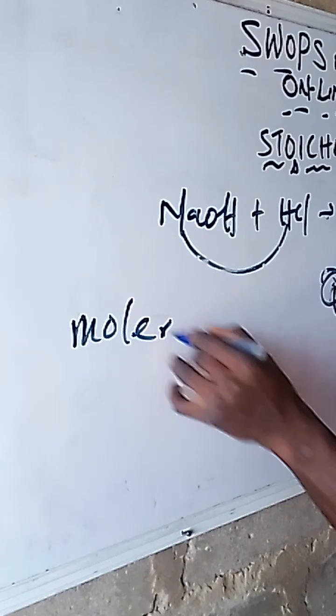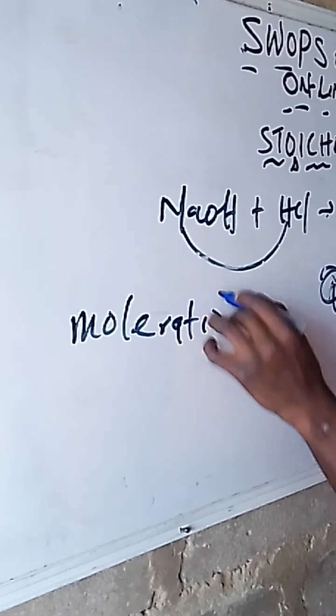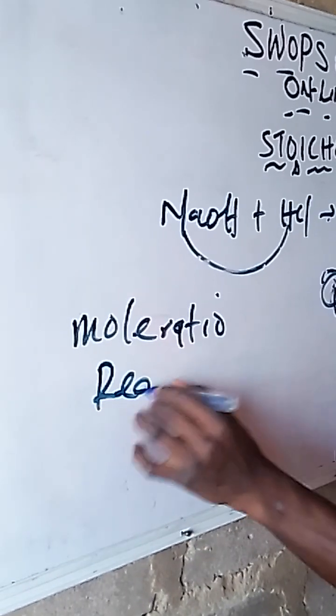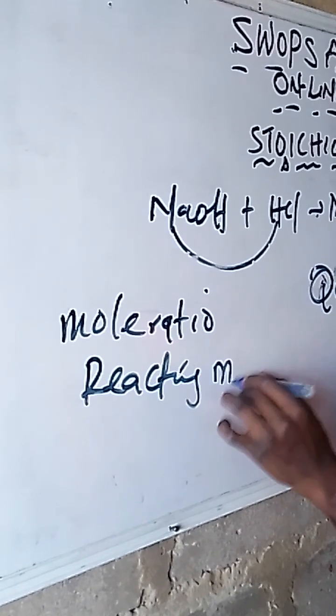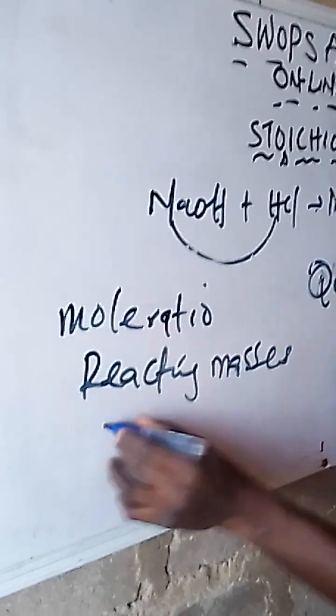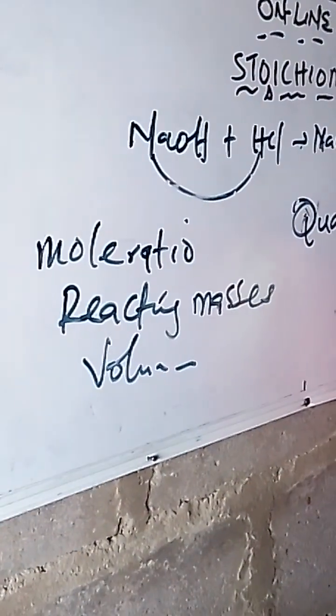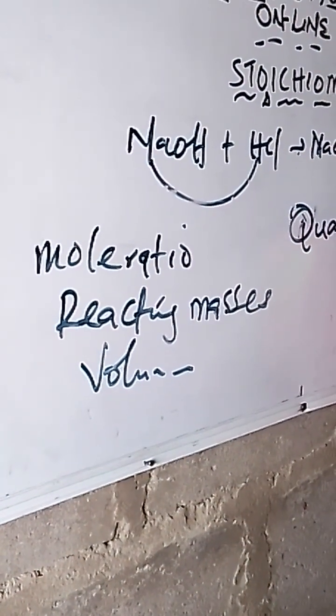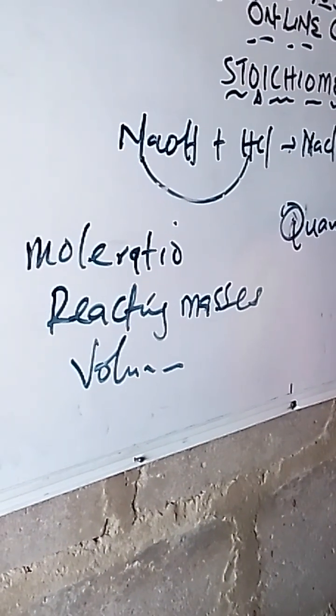The mole ratio, the reacting masses, the volume and all other parameters in a chemical reaction. These are the two definitions.